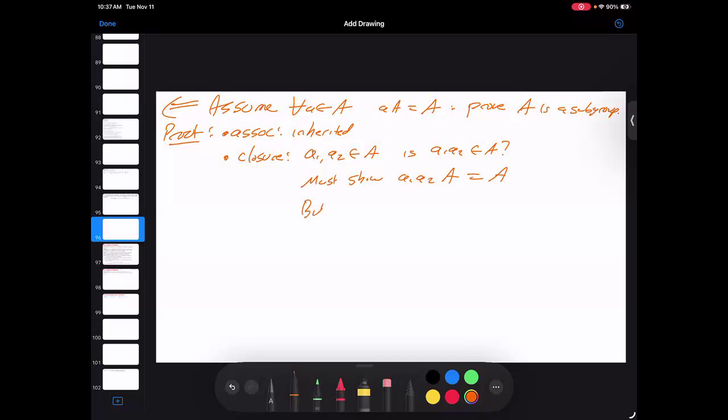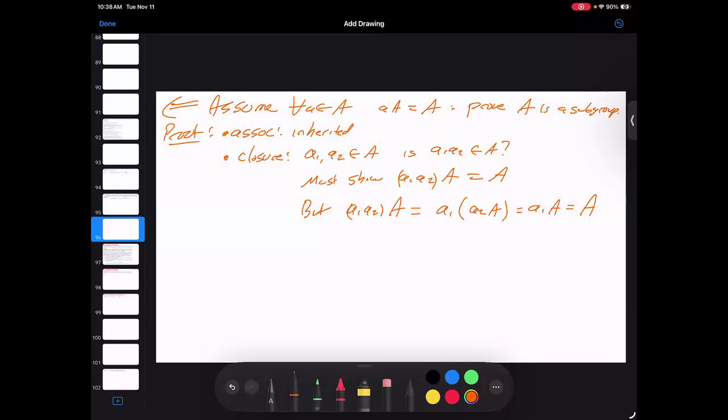But A1 A2 acting on A, by associativity, is the same as A1 (A2 A). What's A2 A? A. Why? For all A. Because we're assuming that this holds for all A, and this is an A where it holds. So this is just going to be A1 A. Oh, but what is A1 A? A. So it's closed.